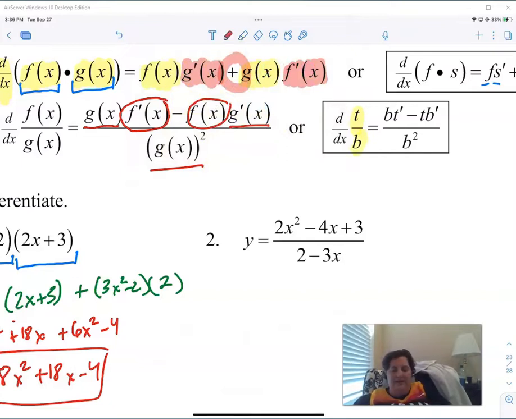Okay? I always say it the same way, and as long as you remember to start with derivative of the top, the rest of it goes along. So go derivative of the top times the bottom. It's a minus instead of a plus. Top times derivative of the bottom, and then we put it over the bottom squared.